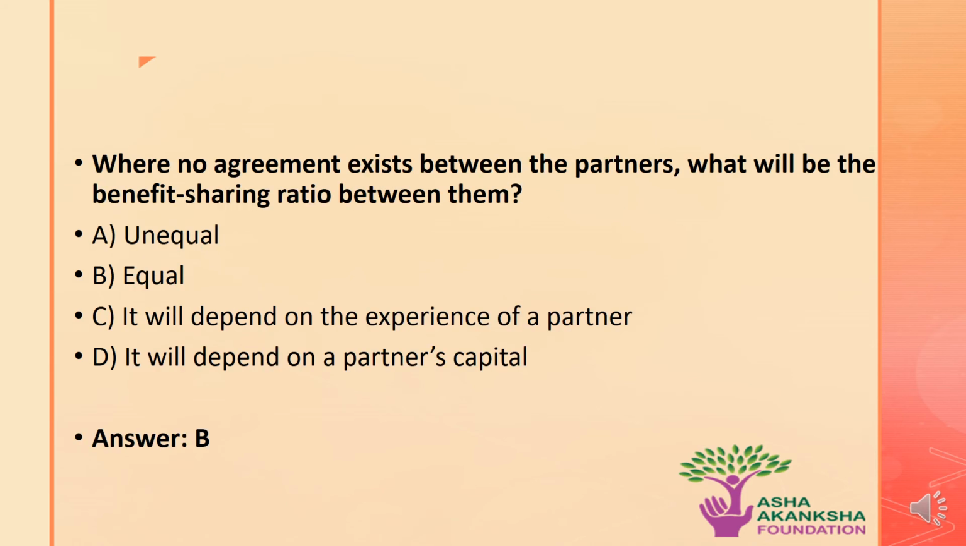The next question is: when no agreement exists between the partners, what will be the benefit sharing ratio between them? Options are A, unequal, B, equal, C, it will depend on the experience of a partner, or D, it will depend on the partner's capital. The correct answer to this question is option B. That is, where there is no agreement or no terms that determine the profit sharing ratio, the profit will be shared equally between the partners.